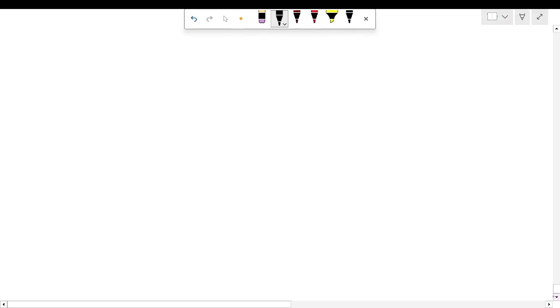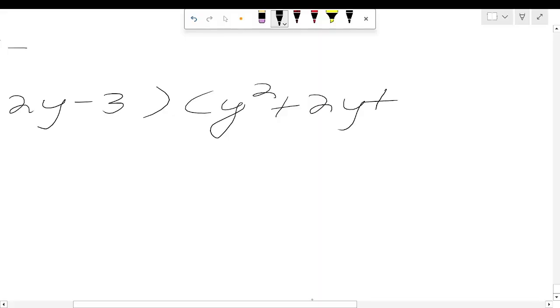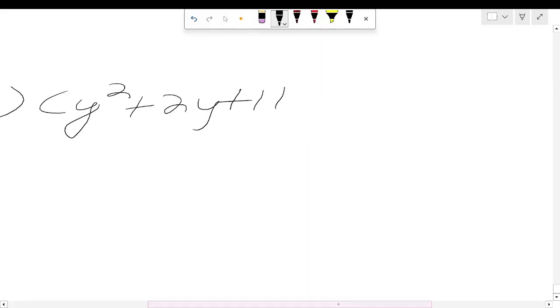Okay everyone, so let's start with question number 14. I will write question number 14 right here. So we have expression which is y square added with 2y subtracted from 3. And then we have y square plus 2y being added with 11. And then we have 48.